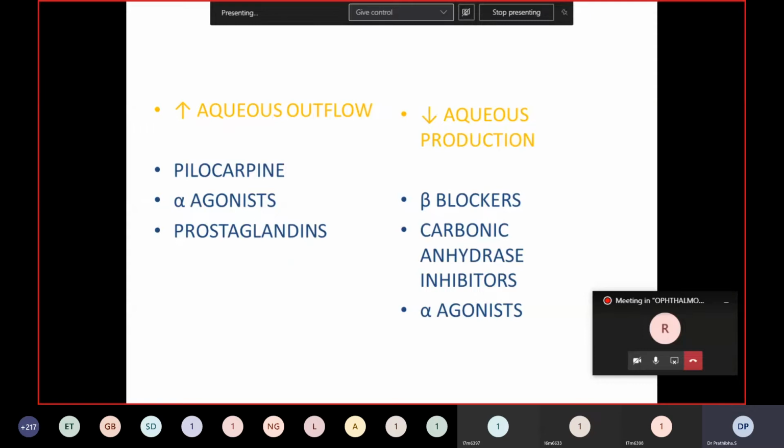To increase the aqueous outflow, the drugs we use are pilocarpine and alpha agonists. And uveoscleral outflow is increased using prostaglandin analogs. To decrease the aqueous production, the drugs we use are beta blockers, carbonic anhydrase inhibitors, and then alpha agonists.